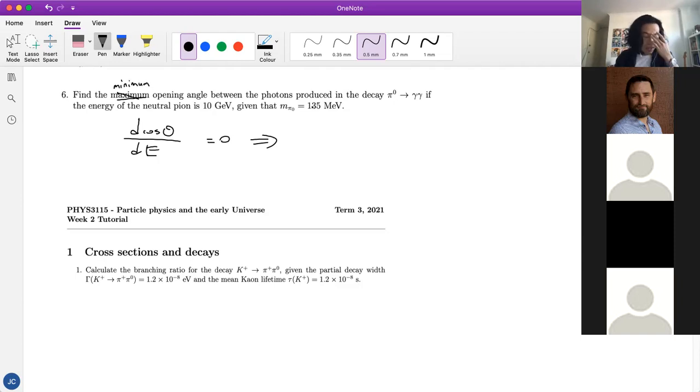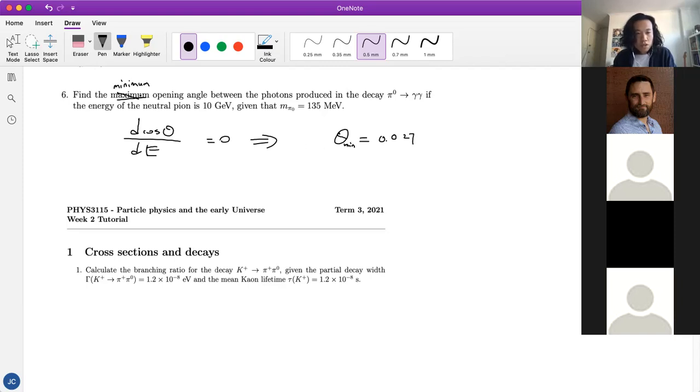So if you're doing the question that way, you're basically saying find the minimum opening angle and find the energy relation that gives that angle. So what we did last week, when we found theta, I think it was 0.2 or something? Yeah, I think it's 0.027. So that's the minimum angle.